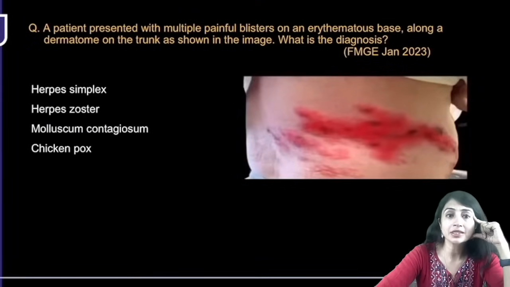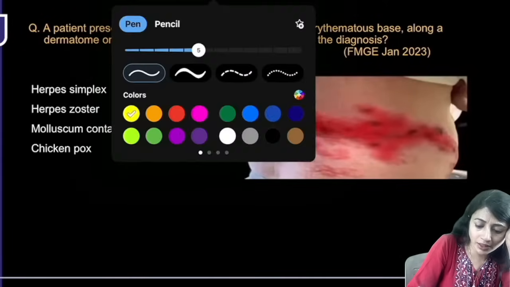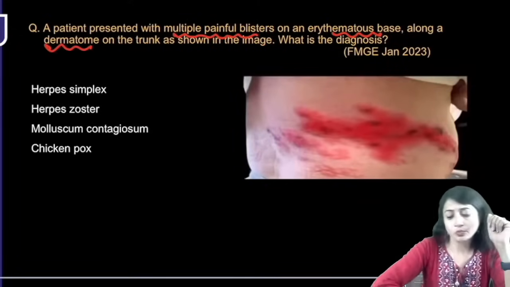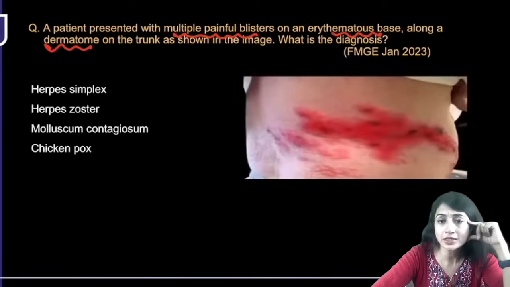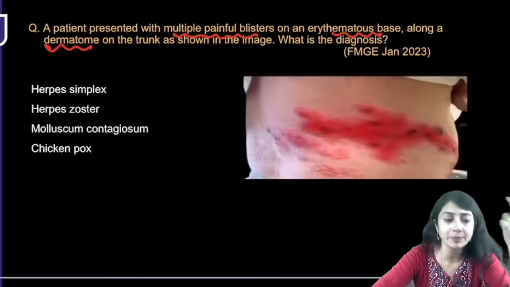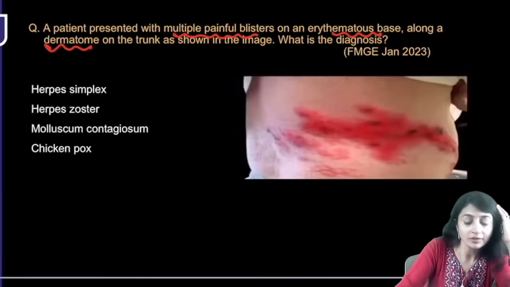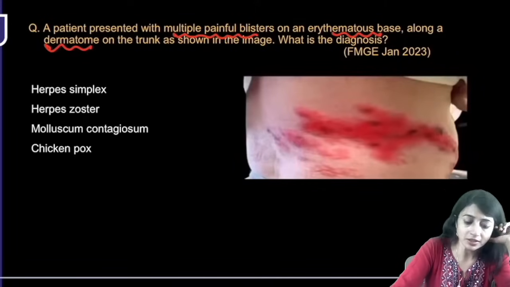A patient presented with multiple painful blisters on an erythematous base along a dermatome. So again, everything is mentioned in the question. Multiple painful blisters along a dermatome. So what is the diagnosis? Which skin condition presents along a dermatome with multiple painful blisters? Amazing. You all know everything. You don't need this session. So it is herpes zoster.